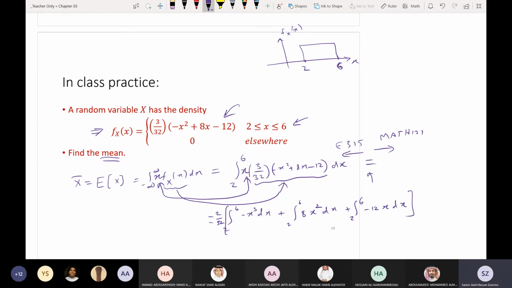And all multiplied by the same constant, 2 over 3. Now if you calculate this, what do we have here? 2 over 3, and the first one is minus x to the 4 over 4 from 2 to 6, plus 8 over 3 x cubed from 2 to 4, and we have here minus 12 over 2 x squared from 2 to 6. And if you calculate this, how much do you get?